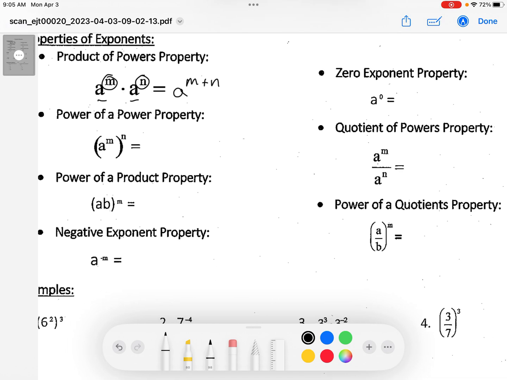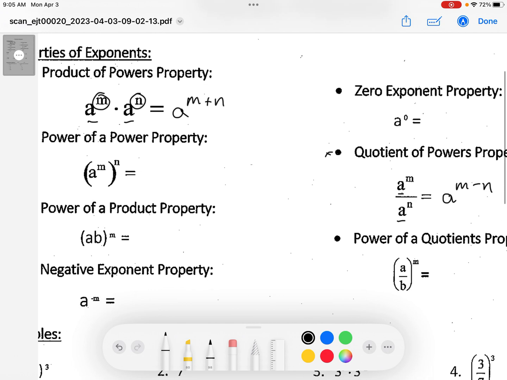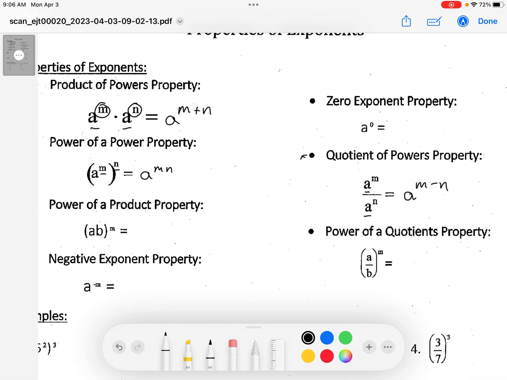So let's go over here to division, this one right here. When we divide like bases, we can subtract the exponents. And then the third property, the last of the three basic ones: when you raise a power to a power, you multiply. So we have a to the m plus n when we multiply, a to the m minus n when we divide, and a to the mn when we raise a power to a power.